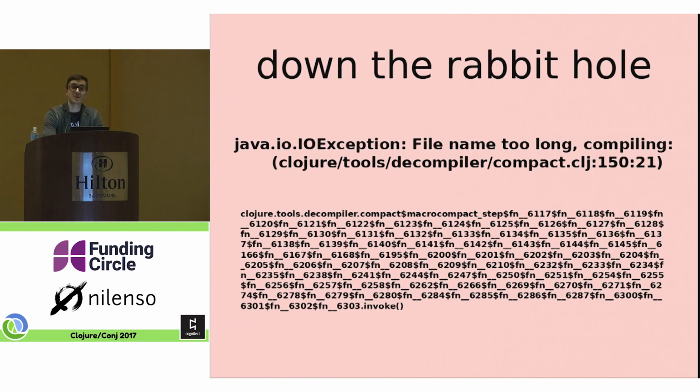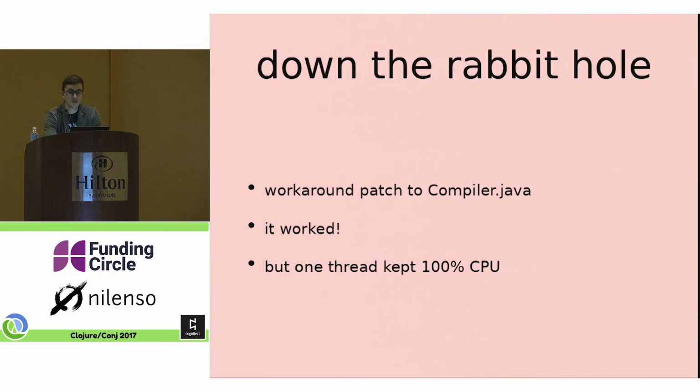But this happened not while trying to decompile the tool's decompiler. It happened while trying to compile it. And as it turns out, the compact macro that I wrote was causing so much code to be generated that the file name was too long for the file system to handle. And so what I did initially was to try to work around this by patching the Compiler.java to make it so that the file name got truncated. And it worked. And by it worked, I mean nothing worked for 3 days. And I fixed hundreds of bugs, and then it worked.